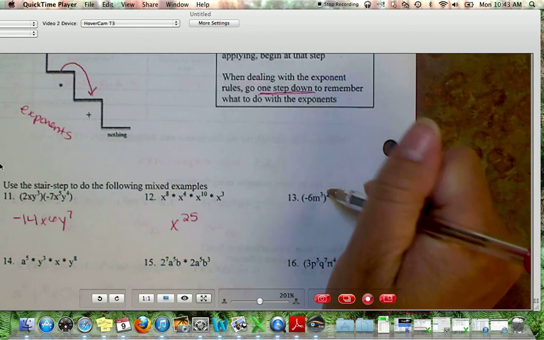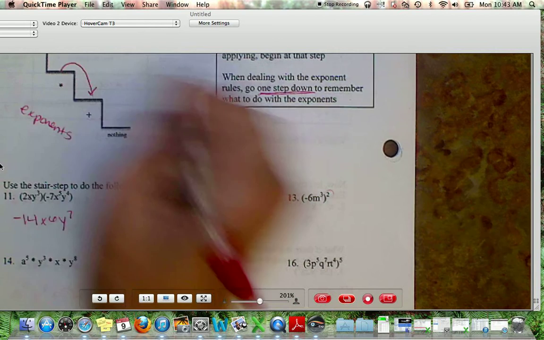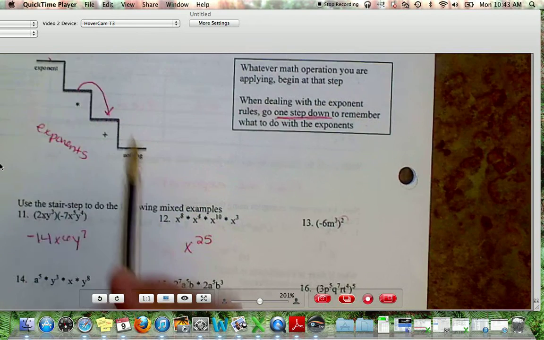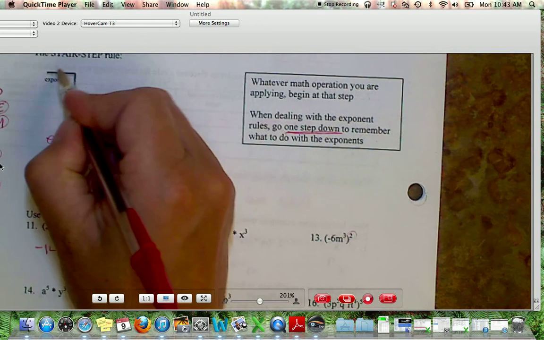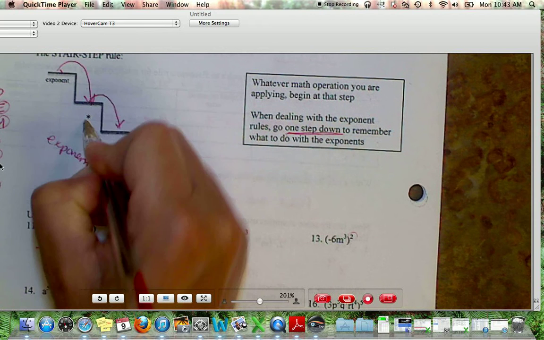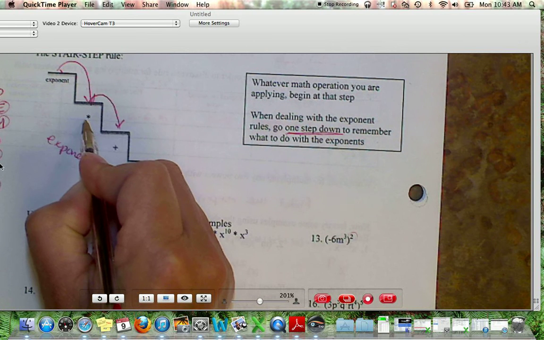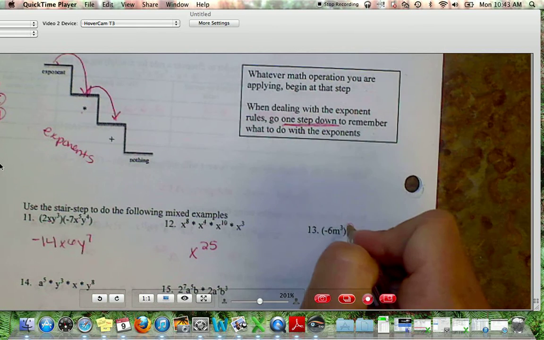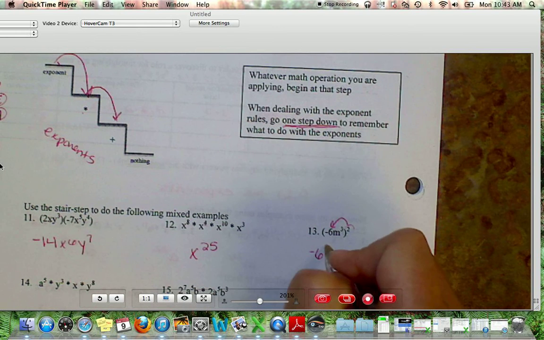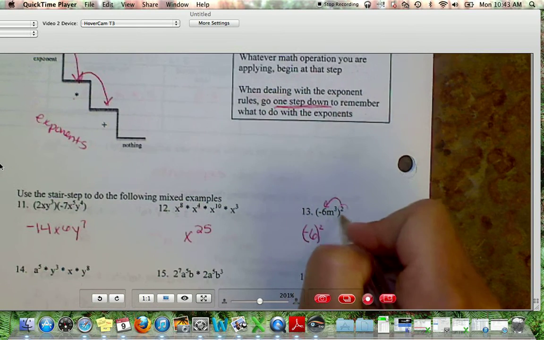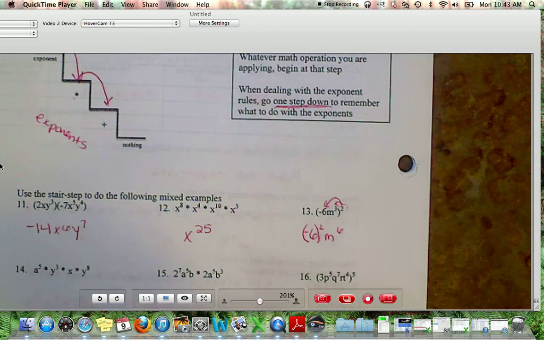This one has an exponent on the outside, so we start on the exponent step here. And we go a step down, which tells us to multiply the exponents. So we always go one step down. So this is -6 to the 2nd power. We're going to have to talk about that. And m to the 6th power. So as you distribute it over those parentheses, you always multiply.